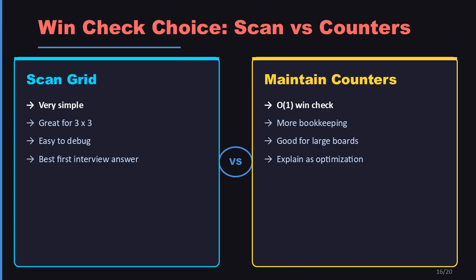There is a useful trade-off here. You can scan the grid after each move, or you can maintain row and column counters. Counters make win check constant time, but they add bookkeeping and are easier to get wrong. For normal tic-tac-toe, scanning is clean and interview friendly. Mention counters as an optimization if the board becomes very large.